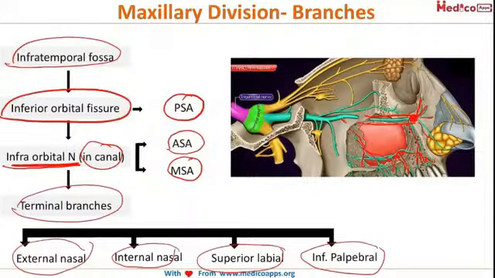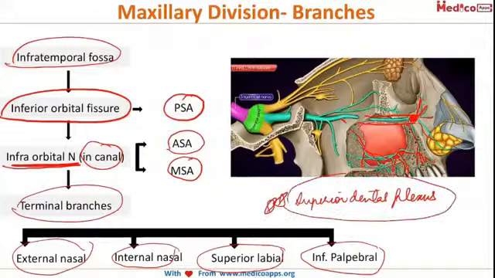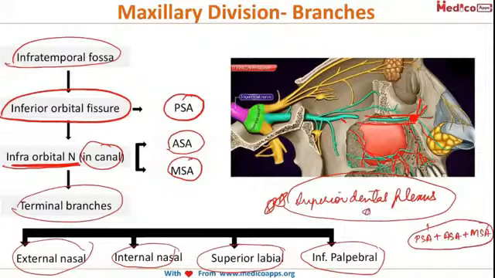Okay, one thing you should remember is that there is something called the superior dental plexus. Remember this. The superior dental plexus is a plexus of nerves that supplies the upper teeth, and the mucosa associated with it. It is formed by the posterior superior alveolar, anterior superior alveolar and middle superior alveolar nerves. Okay, so all of these together form a plexus, that is the superior dental plexus, and supply the upper teeth. So these three nerves together form the superior dental plexus.